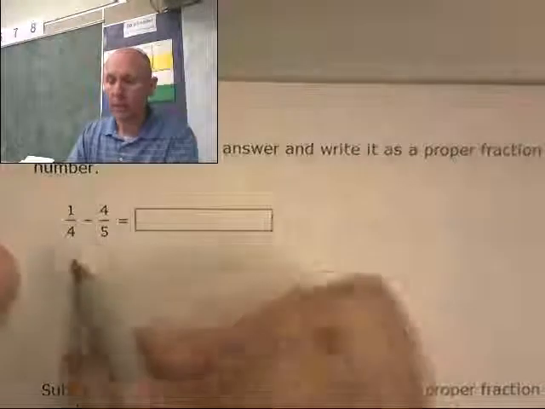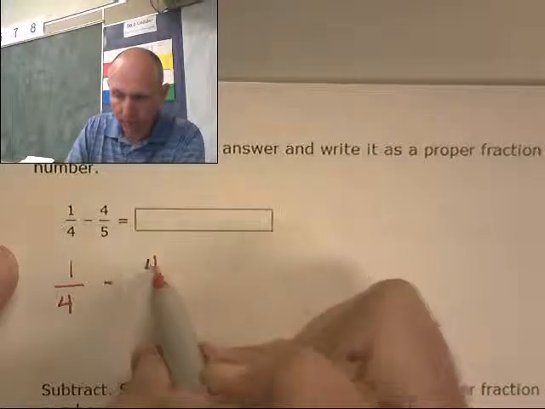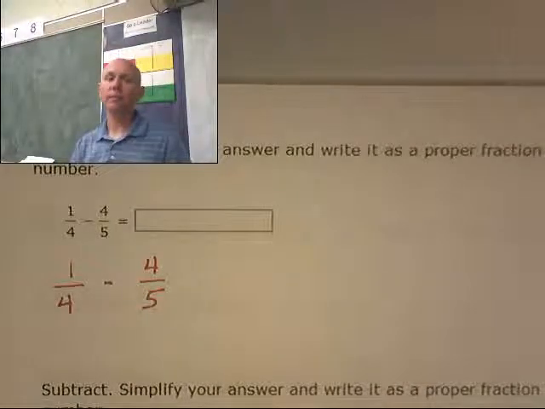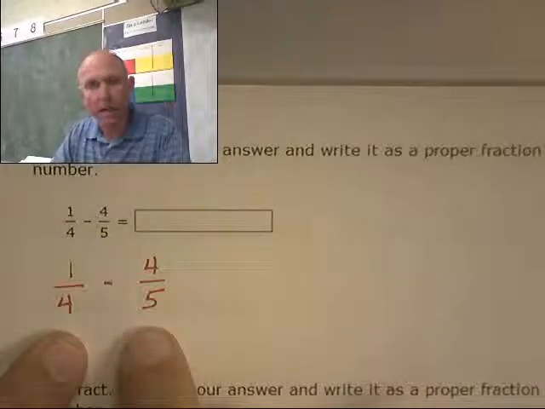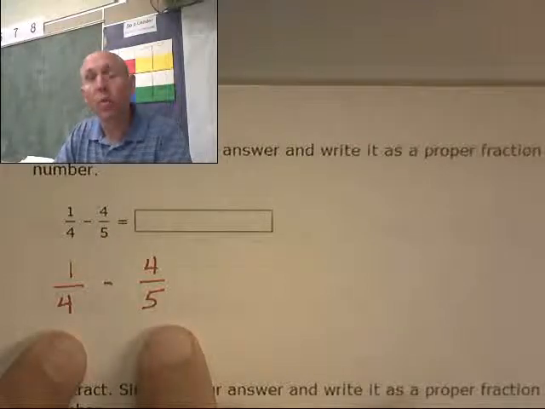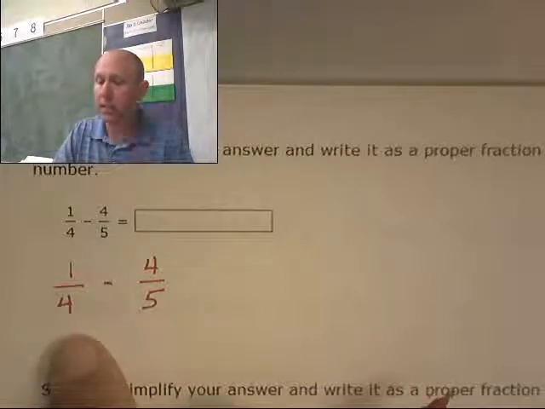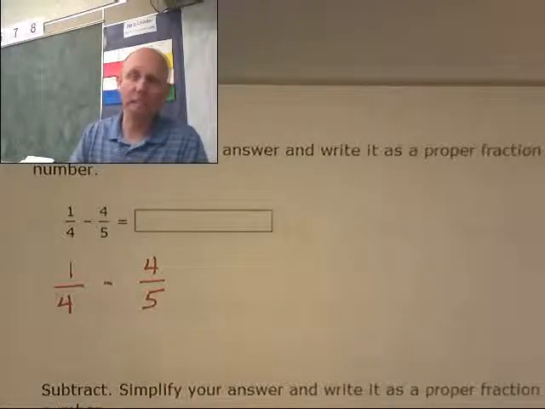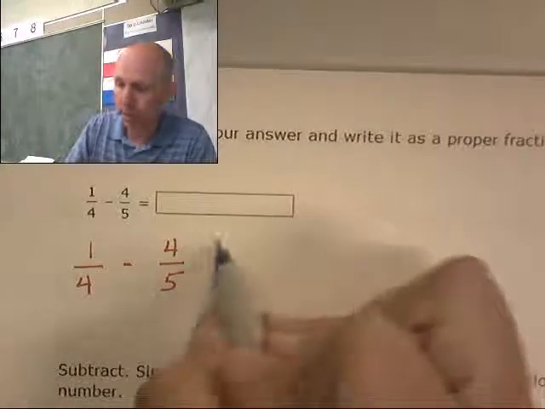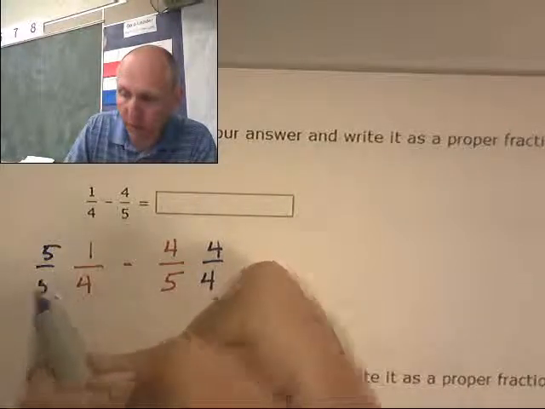This guy's a little bit different. I have a 1/4 minus 4/5. Well, the denominators have to be the same. I need to push both of these numbers up to a bigger number that will be the common denominator. Well, what number can a 5 fit into and a 4? Well, they both go into a 20. So let's push both of those up to a 20. I'll push this guy up to a 20 using a 4/4. I'll push this guy up to a 20 using a 5/5.